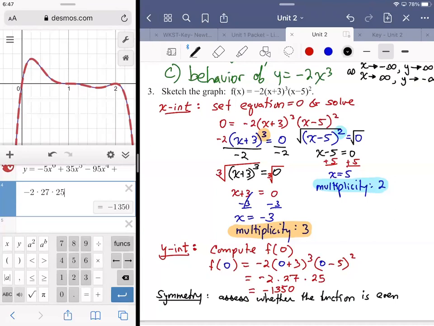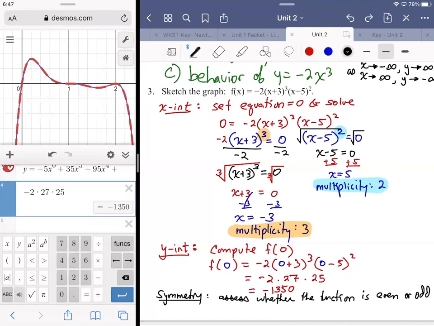Professor, before we continue, can you just quickly explain the multiplicity, how you found it was 3 and how you found it was 2? Whatever the power is in your polynomial of the factors. Okay, so it was to the third, so it's the third, it was to the second, it's the second. Okay, thank you, thank you.